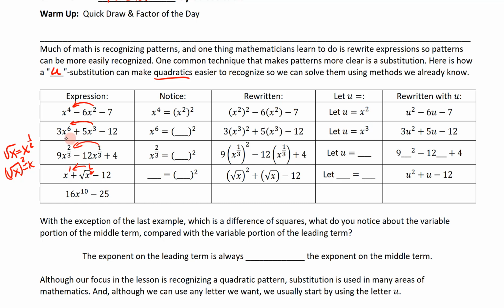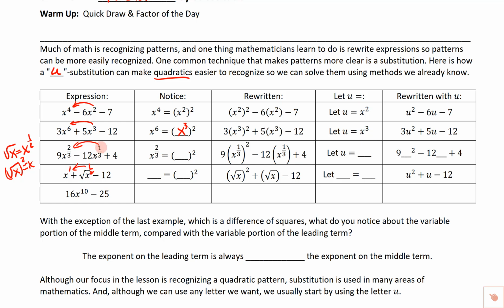Let's take a look at this next one. Again, we key off the middle variable expression, x to the 3rd. So x to the 3rd squared is x to the 6th. I'm going to rewrite this so I can be clear: that's 5x to the 3rd, and I'm replacing x to the 6th with x cubed, squared. Then I'm going to let u equal x cubed. So wherever there's an x cubed, I put a u. So this is 3u squared, this is 5u because u is taking the place of x cubed, and then I've just got the minus 12 on the end.